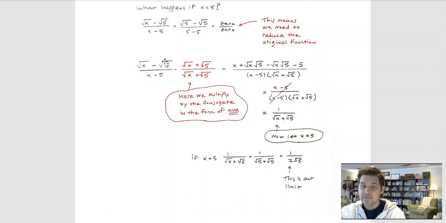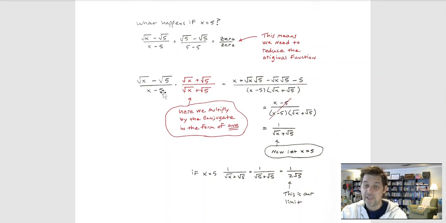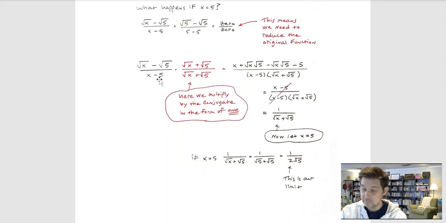If your original function gives you 0 over 0 and it's made of square roots, then the way that we reduce it is by multiplying by the conjugate. The conjugate is what you would get if you look at the portion of this that's made of square roots and you change the sign in the middle. So the conjugate of root x minus root 5 is root x plus root 5. But I have to multiply by 1. So the conjugate turns out to be the thing that simplifies the roots away.